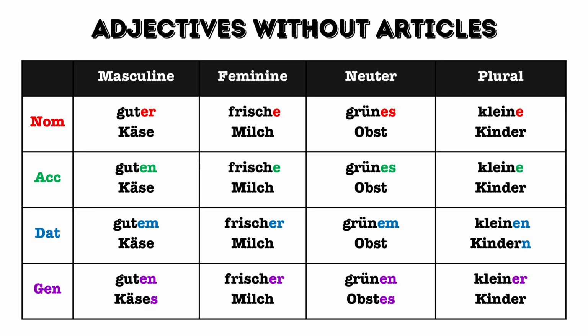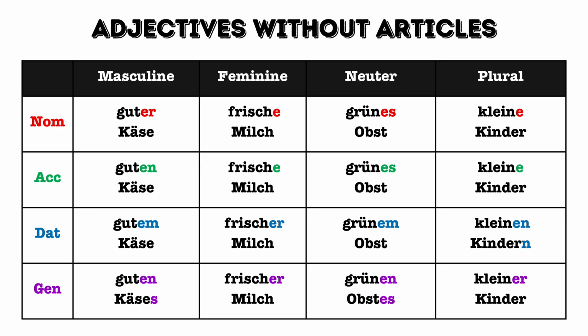Feminine forms we now have either E or ER. Nominative, frische Milch. Accusative, frische Milch. Dative case, frischer Milch. Genitive case, frischer Milch. For neuter nouns, most things are ES, so we have nominative and accusative using grünes Obst. In the dative case, it becomes grünem Obst. Again, in the genitive case, we do not have that S at the end of the adjective because we already have an S at the end of the noun. So we say grünen Obstes.